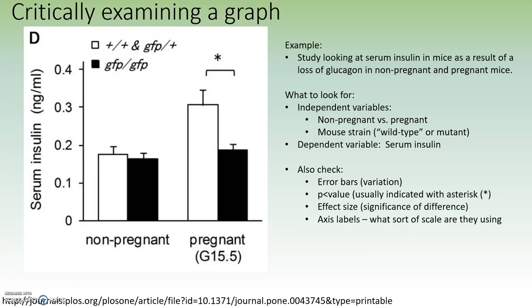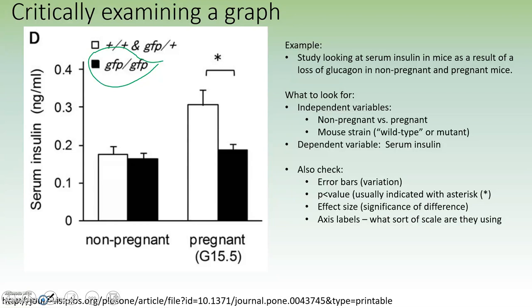Let's look at an example of a bar graph and what to look for. This is a study measuring serum insulin levels in mice as a result of loss of the gene for the hormone glucagon. The mice without glucagon are designated GFP and are shown in black, while control mice are shown in white. What should you look for when examining this graph?